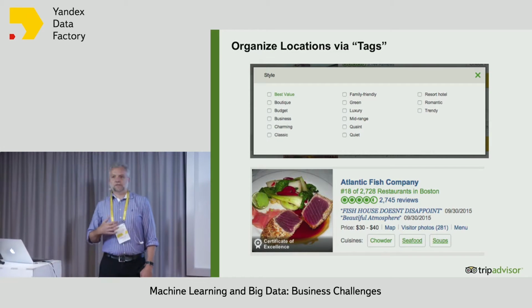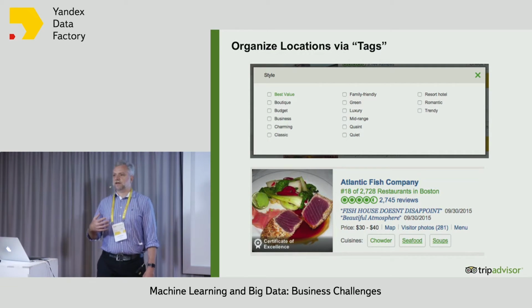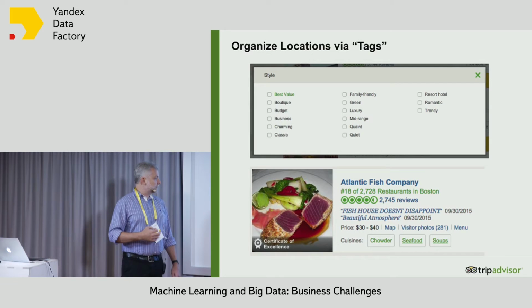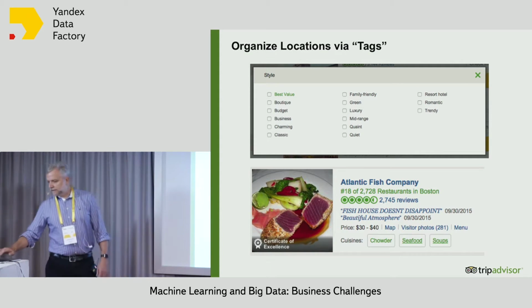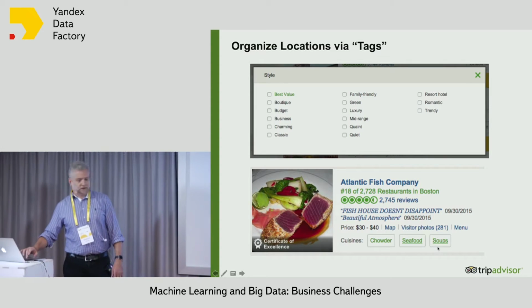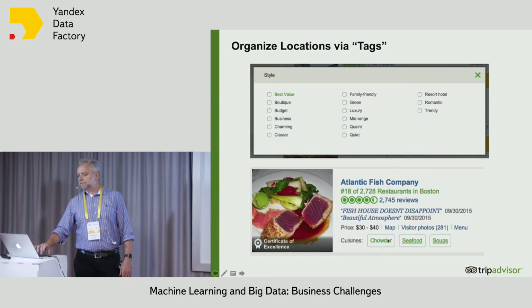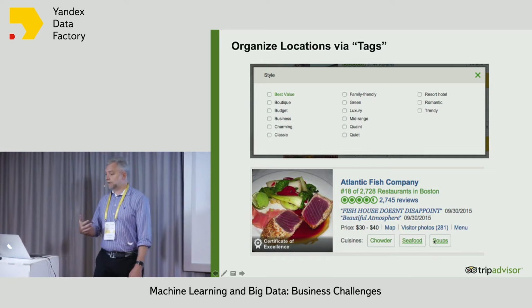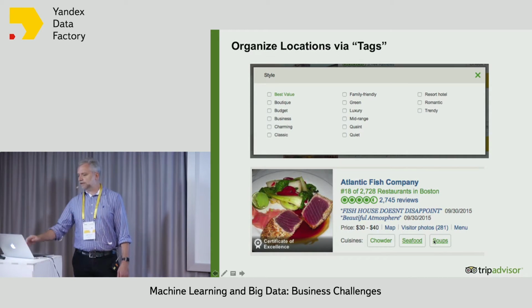And some example use cases: we use it as filters so that you can cut down your search to a particular set of locations that you're interested in. And we also use it on the location listings so that we can highlight things that a particular location is known for. We're also going to be using it in site search pretty soon.